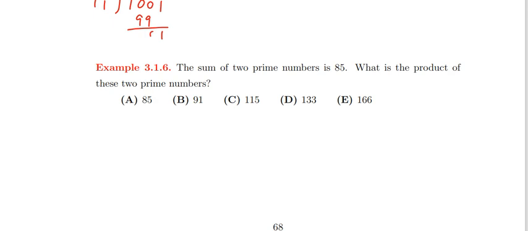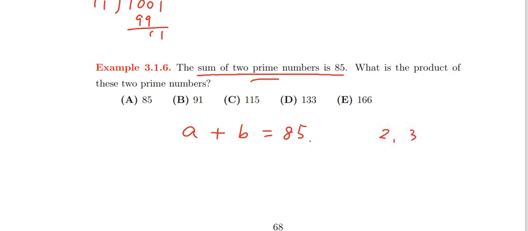Okay, so the sum of two prime numbers is 85. So there are two primes, a plus b equals 85. Here we have two unknown variables, a and b, but only one equation, so it seems we cannot solve it. But here the keyword is prime number.